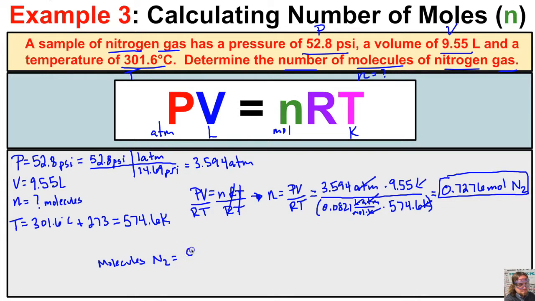Well, we take the number of moles here, 0.7276 moles of N2, and we need to do some dimensional analysis. Right? We know that 1 mole of N2 contains Avogadro's number, 6.02 times 10 to the 23rd molecules of N2. From an earlier video, we learned how to do these conversions. And so you'll take 0.7276 times 6.02 times 10 to the 23rd, and we're going to end up with 4.38 times 10 to the 23rd.